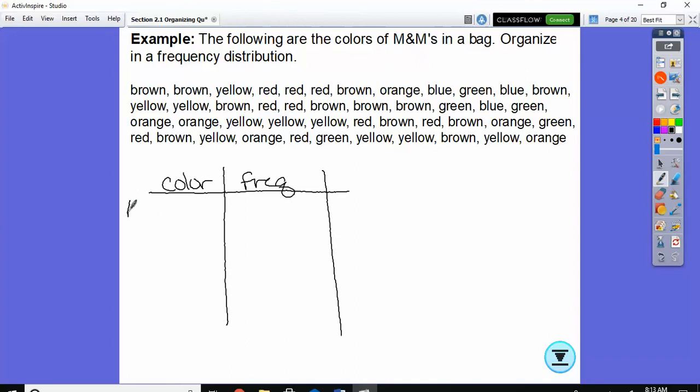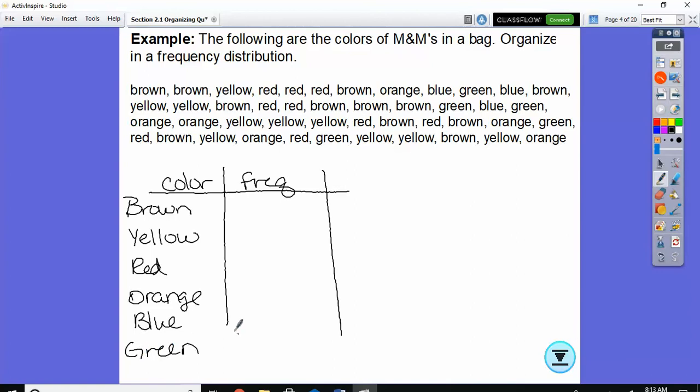Okay, so my colors, I can list them in any order, but we have brown, yellow, red, orange, blue, and green. And then frequency is just how many times do I find that color?